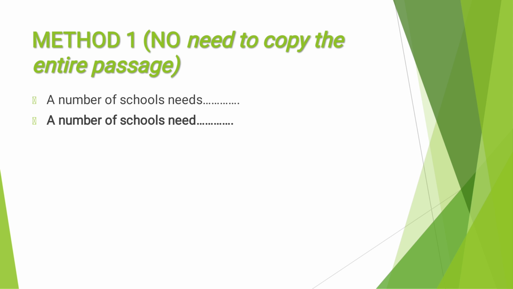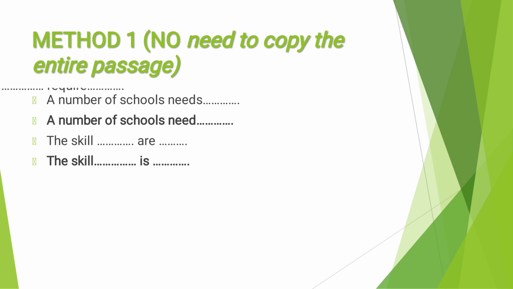Because according to the rule, "a number of" and "the number of", we said that "a number of" takes a plural verb, and "the number of" takes a singular verb. The number of, singular; a number of, plural. So you have to understand it once and for all. The skill are, it's not like that. It's going to be the skill is. It's the skills are. We don't say the skill are. No. So it's the skill is.